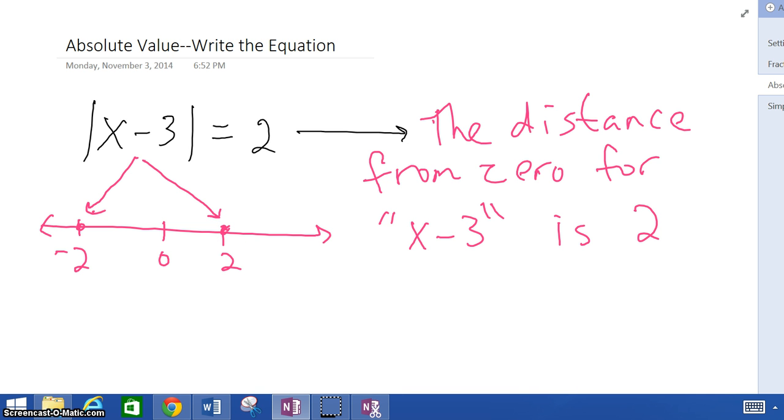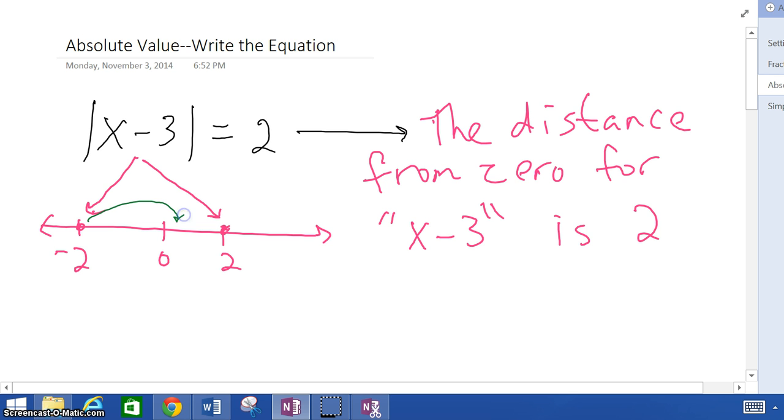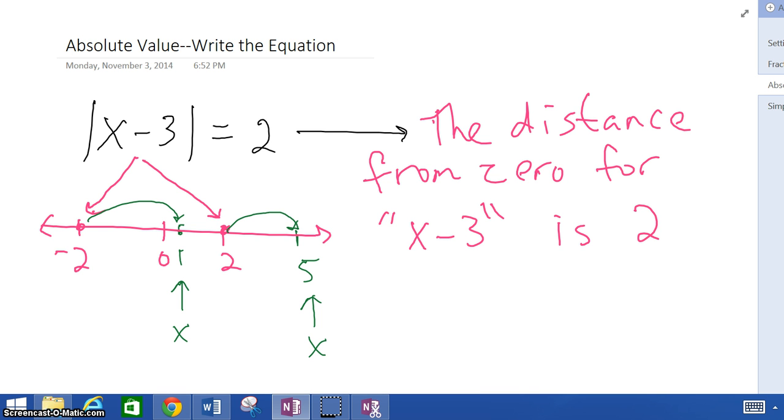If we want to solve for x, we have to add 3. So I'm going to add 3, add 3. So now I'm at 5 and 1. These are my solutions for x. You can see that the distance is still 2, but instead of being away from 0, we added 3 to our base numbers. We added 3 to our 0 as well. So now our new 0 is really this 3 number.